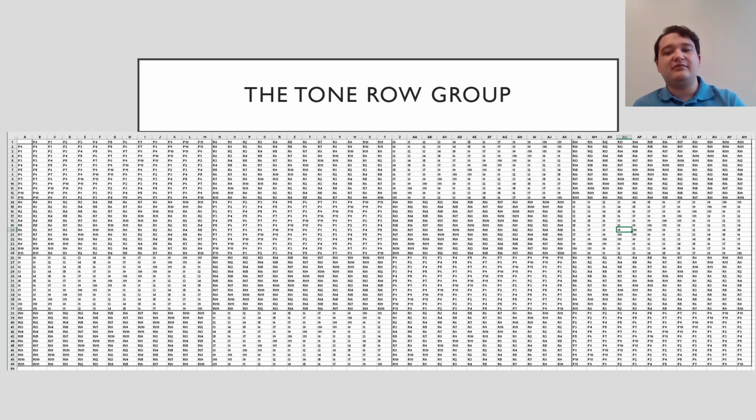Another thing that I've been able to show is that the row group is abelian. That is, it doesn't matter what order you combine the tone rows in, you'll get the same result either way.